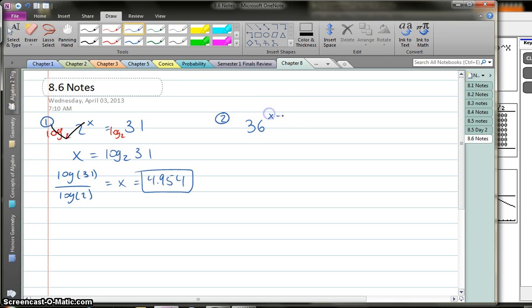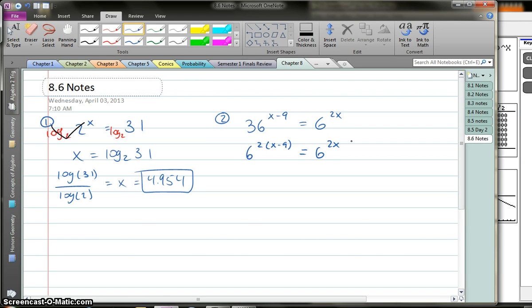36 raised to the x minus 9 equals 6 to the 2x. Whenever you see this relationship, if you can write them with the same base, it's a lot easier. So can I write 36 as a base of 6? Well, yeah, 6 squared is 36. So we have 6 squared, but we can't forget about the x minus 9 up there, so I'm going to put it in parentheses, and this side's going to stay the same.